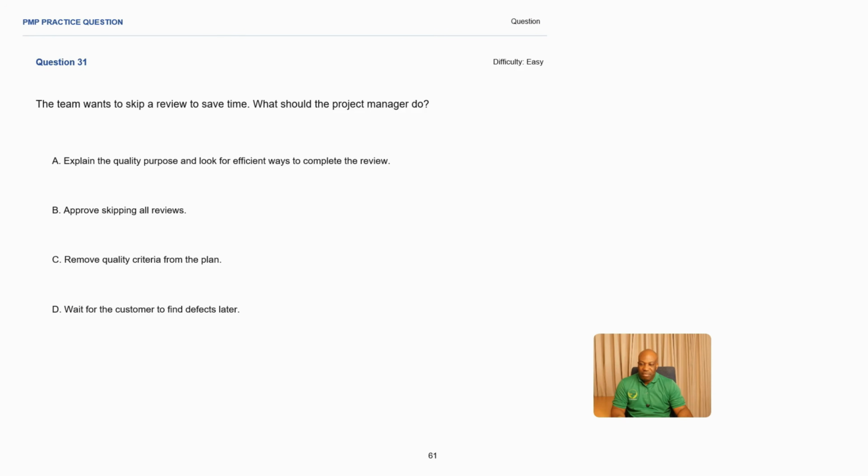So question number 31. The team wants to skip a review to save time. What should the project manager do? What is our problem statement? The team wants to skip a review to save time. The difficulty here is easy. So let us go through the answers now.